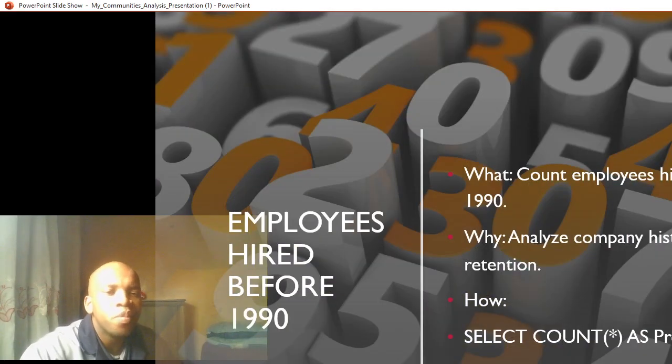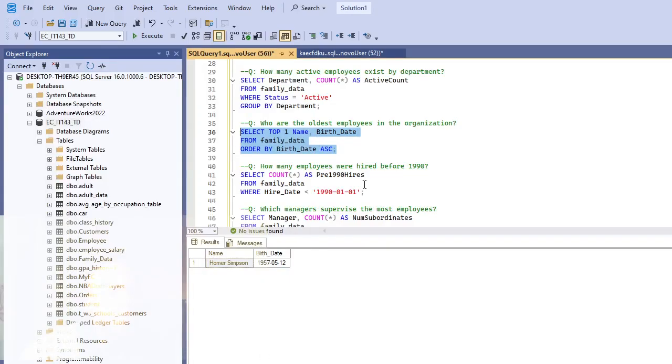And then count employees hired before 1990, and then analyze company history and retention. And then this is how the answer can be found for this question here. Execute. So people that were hired before 1990 that are active in the company is only 2.